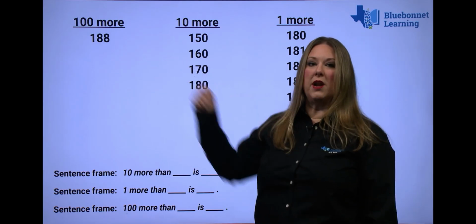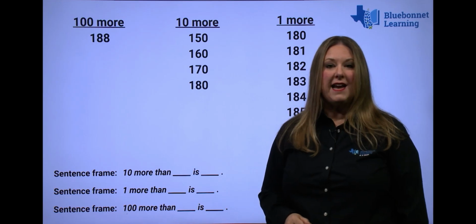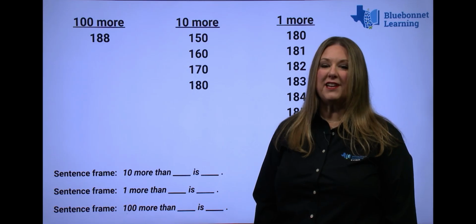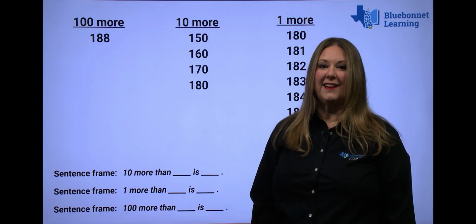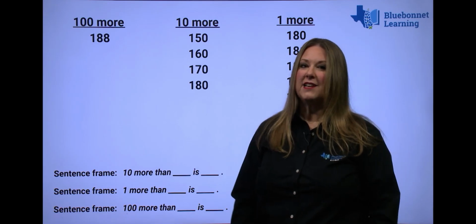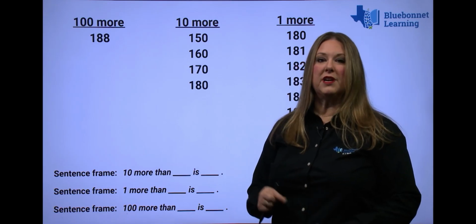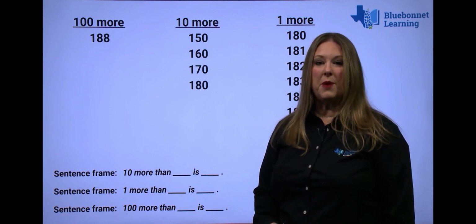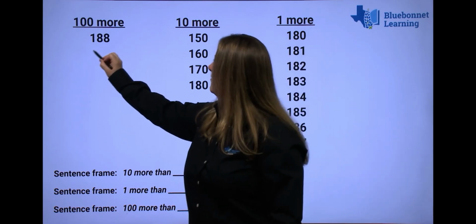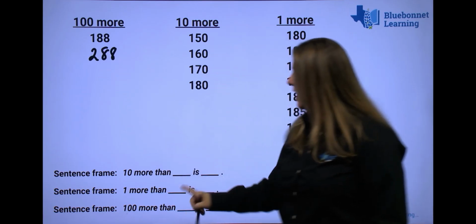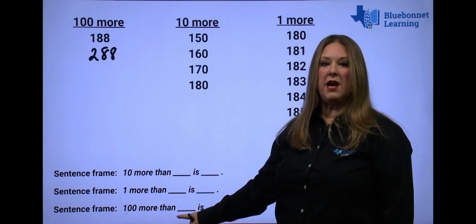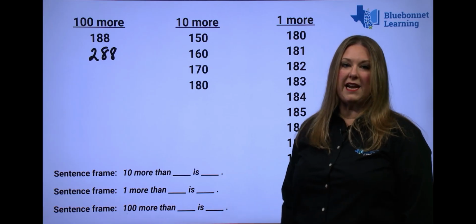Now, let's do 100 more. Write 188 on your place value chart. What place value do you think is going to change when we do 100 more? Okay, let's see if you're right. Add 100 place value disc to make 100 more. What is your new number? Good, we have 288. Let's use our sentence frame. Now we have 100 more than 188 is 288.